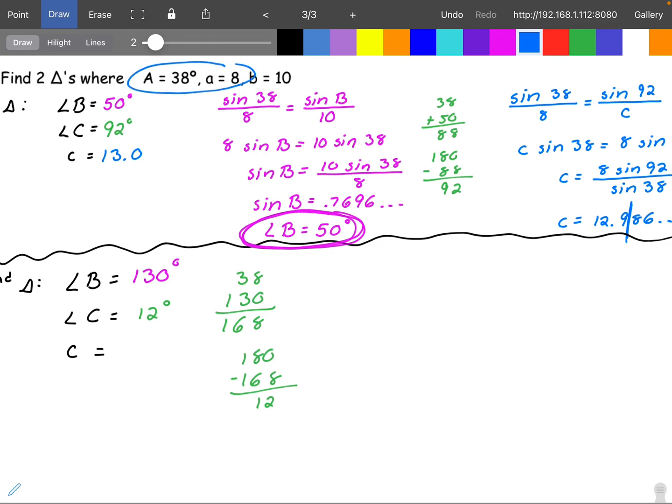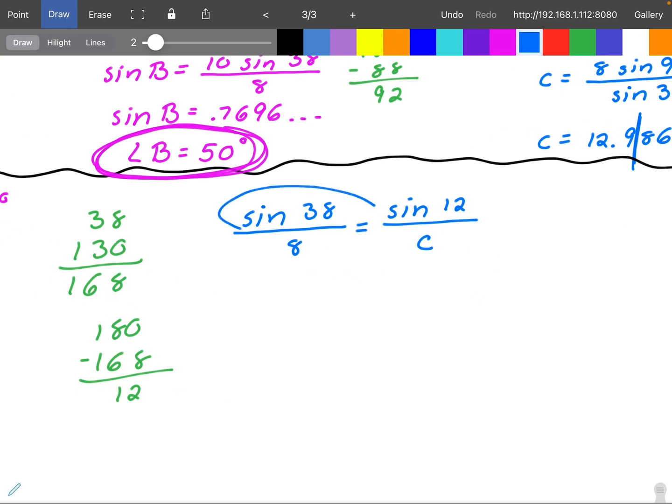So again, we're going to stick with, we know both A's, so let's start there. We have sine of angle A, which is 38, over little a, which is 8. And now since I want to find c, I'm going to set up my c fraction. So I have sine of angle c, which remember in the second triangle, angle c is 12. So sine of 12 divided by little c, which we don't know. So cross multiply and divide. So c times sine 38 equals 8 times sine 12.